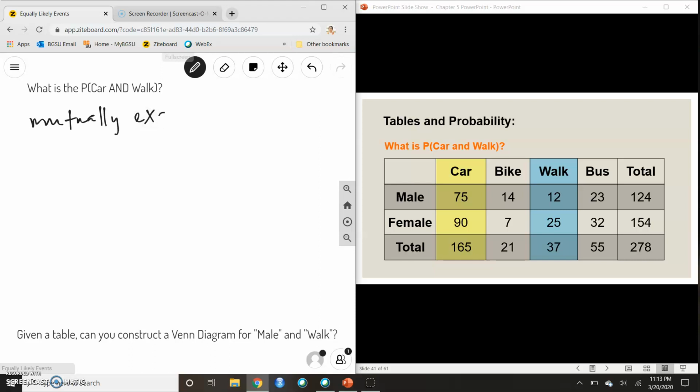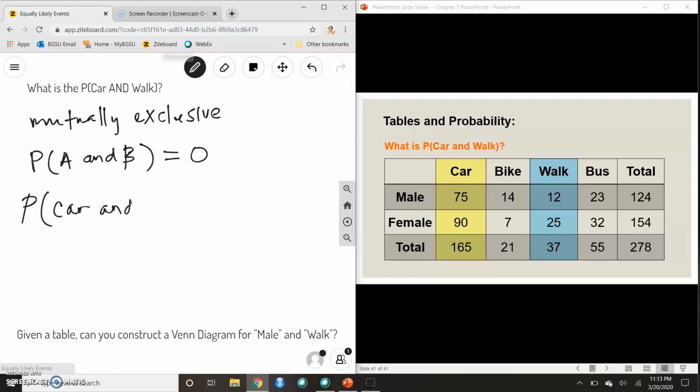And as you recall, mutually exclusive just means that the two events cannot occur at the same time. And from the PowerPoint, we know that if two events are mutually exclusive, then P of A and B is going to be 0. So in this case, probability of taking a car and walking, that's just going to be 0. That's because they cannot intersect, they cannot happen at the same time.